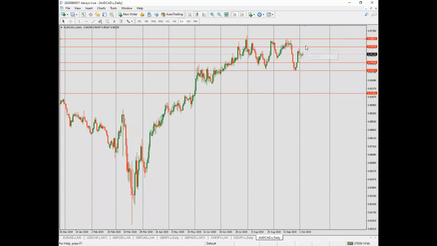We can let the price reach that level, and we can also look for confirmation from the lower time frame, maybe the 5-minute or maybe the 15-minute charts. We can look for the momentum to change from bullish to bearish on the lower time frame, and then we can sell the AUD against the CAD. Okay, so that's the situation.